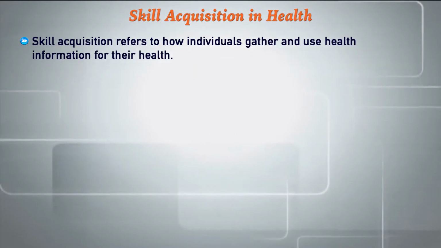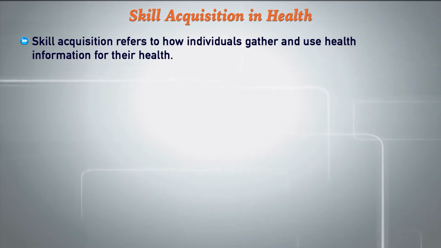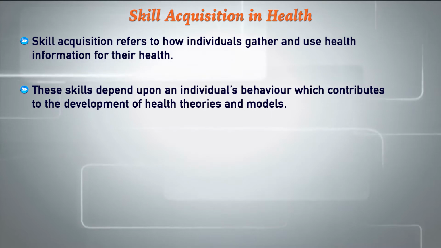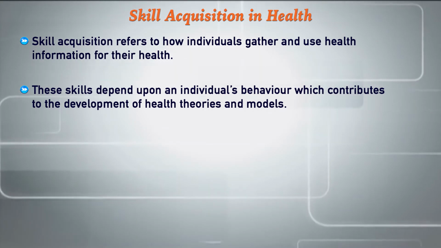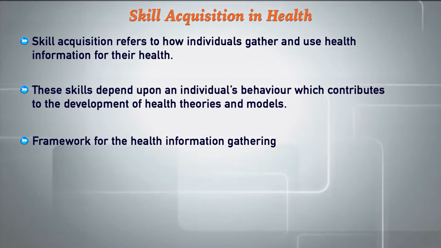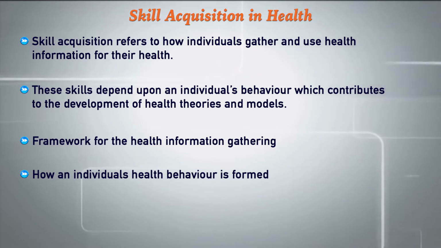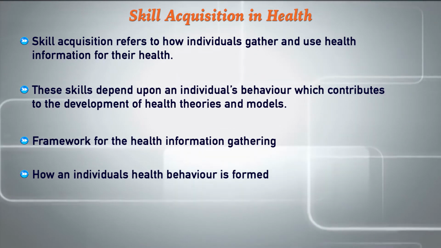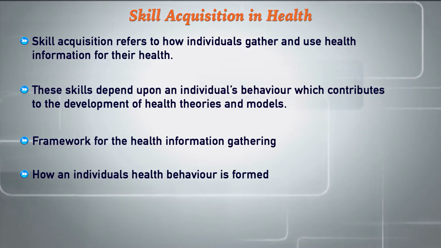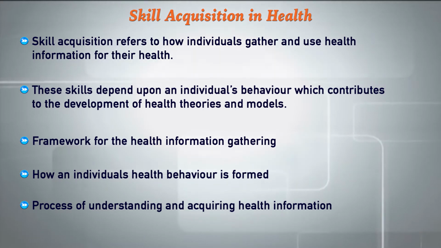Skill acquisition refers to how individuals gather and use health information for their health. These skills depend upon individuals' behavior, which contributes to the development of health theories and models. These are the framework for health information gathering, that is how an individual's health behavior is formed, which we have already explained while explaining health, that it starts from an individual from birth through life. So, this is the process of understanding and acquiring health information.